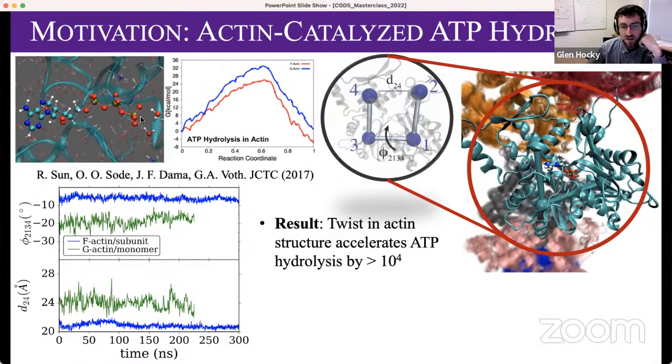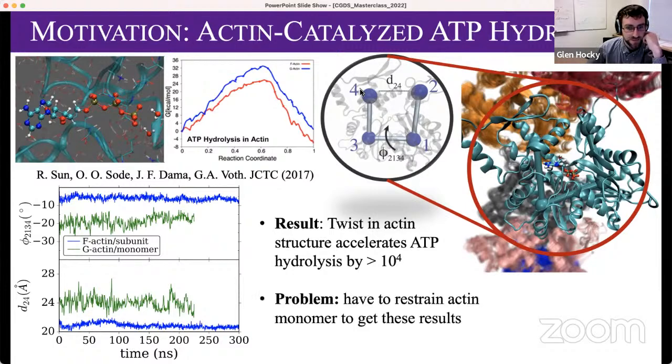And so other people in the Voth lab at the time were doing QM/MM calculations on a single actin monomer to get these profiles that you see here, including Ray Sun in this particular paper, and Martin McCullough in an earlier paper. So what was the issue? The issue is that outside of this filament, you have to restrain the actin monomer to stay in this conformation.